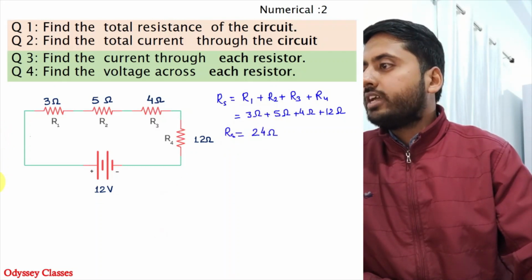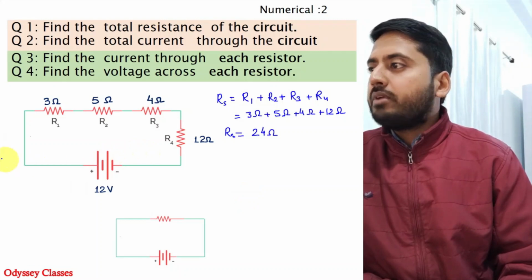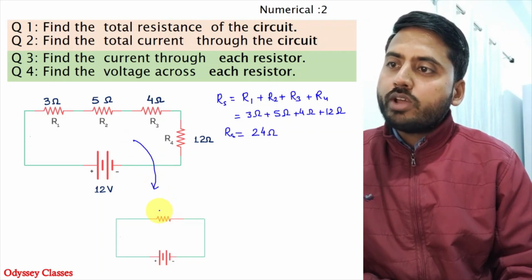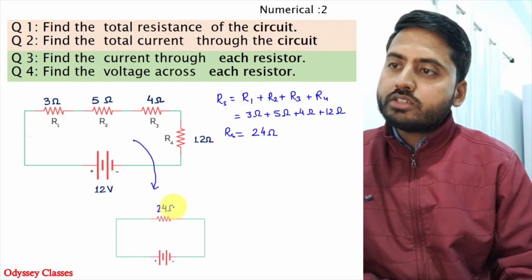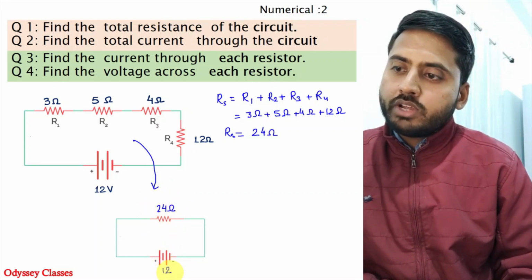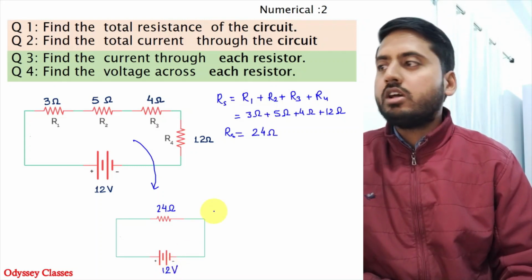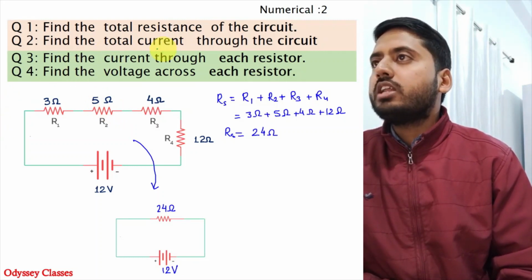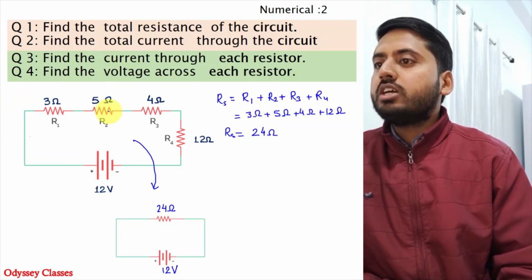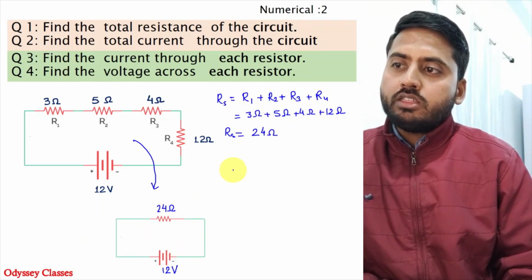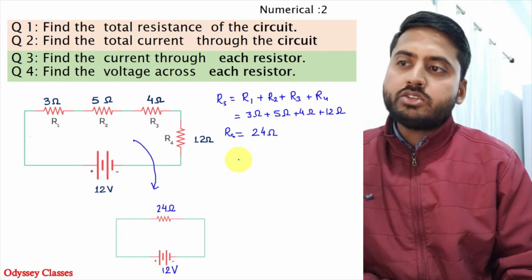This is the total resistance of the circuit. So as I've told you again, this circuit can now be seen as a simplified circuit like this, where we have got only one resistor, and this is called equivalent resistance, but its value is now 24 ohm, and the supply voltage remains same, 12 volt. Okay, this is the first part of the question. Now the second is to find total current. So how do you find the total current? So when you apply Ohm's law in this circuit, you can see the two values are given, voltage and resistance value is given.